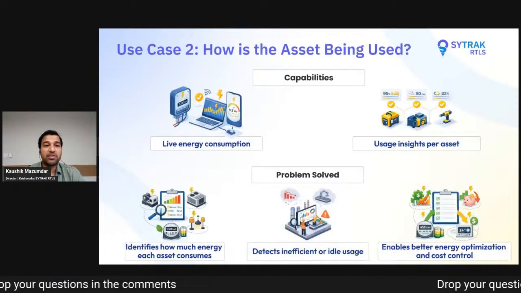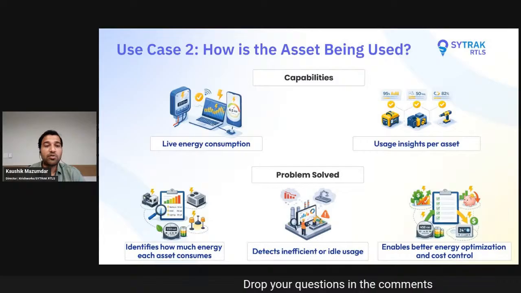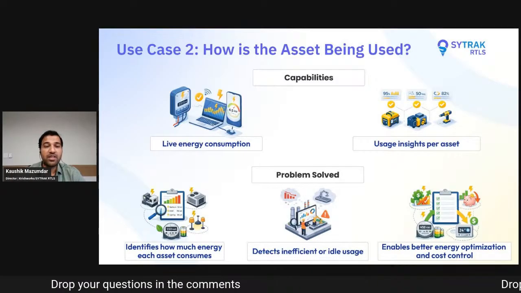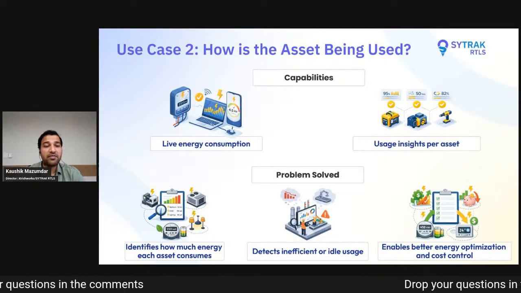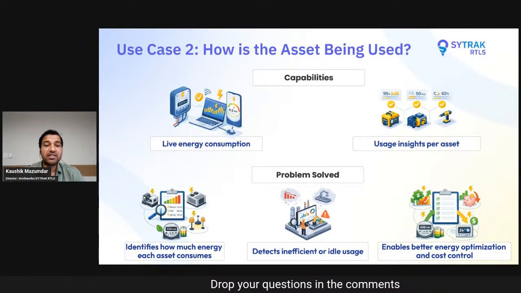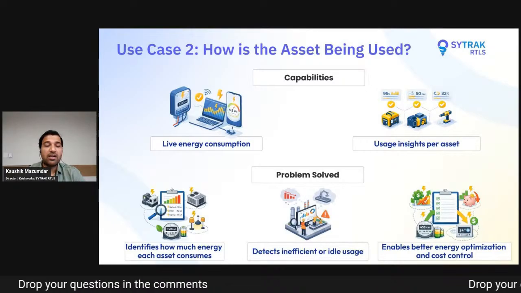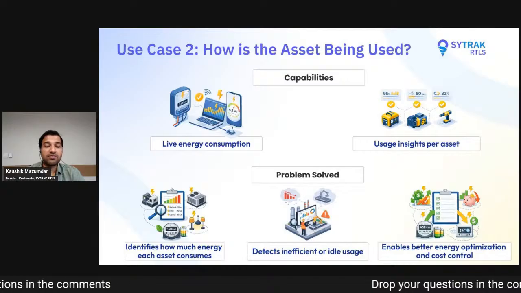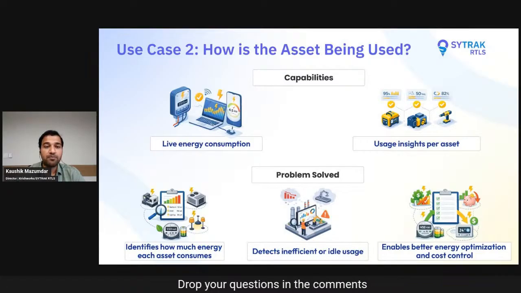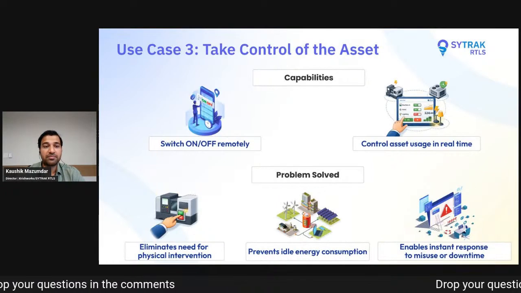Let's look at the second use case, which is how the asset is being used. The capabilities include live energy consumption and usage insight per asset. The problems it solves are, it identifies how much energy each asset has consumed. It detects inefficiencies or idle usage, which means someone has allotted the device from the stores to himself or herself, but the device is lying idle for a long time, and it enables better energy optimization and cost control.